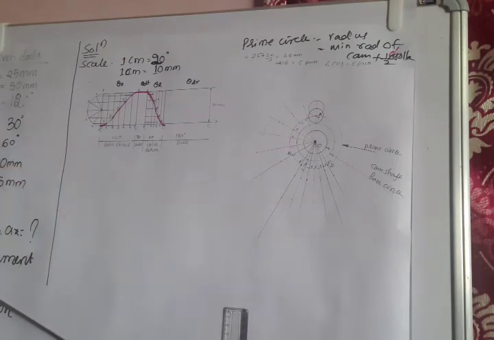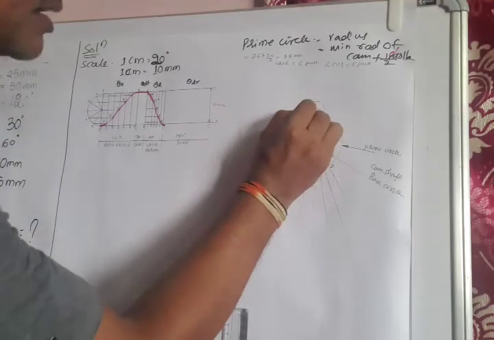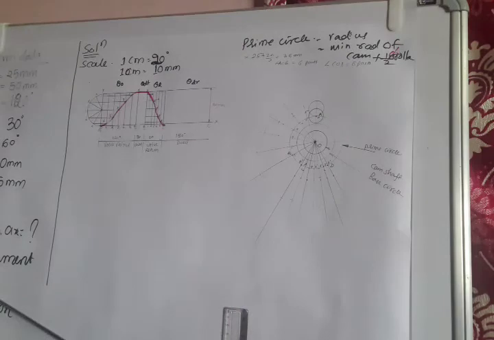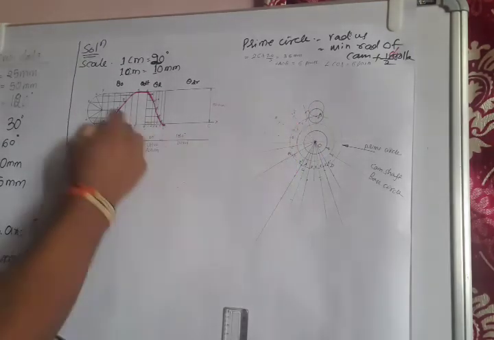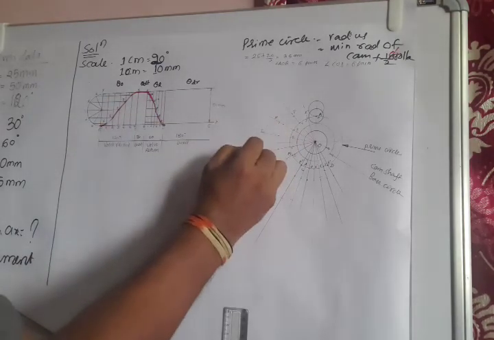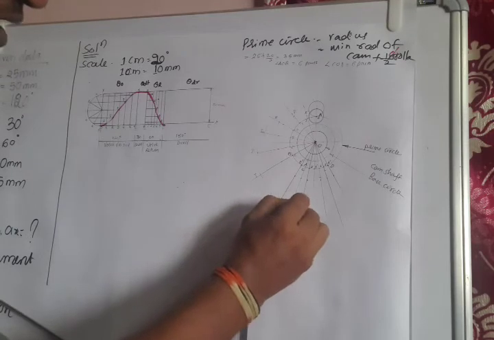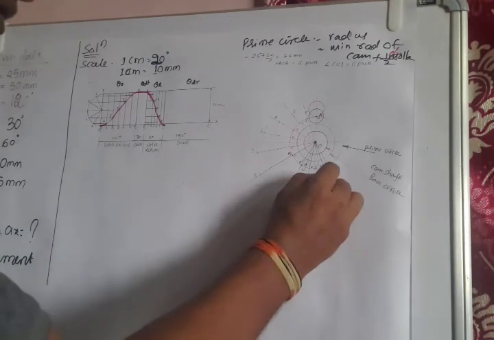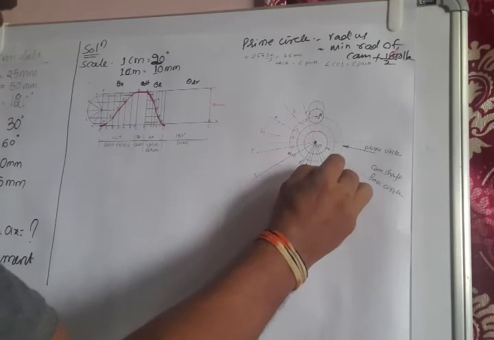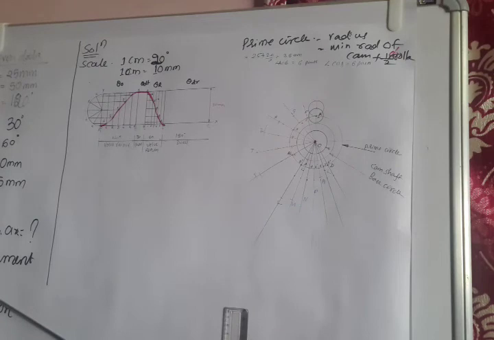Now let us mark these points as noted for the displacement diagram. Now what is this point? It is F. I'll mark here. This is what F. Next is G, next is H, next is I, next is J, this is what K, L, M, N, O, P, Q, R, D, right? Now you draw a smooth curve passing through all these points.